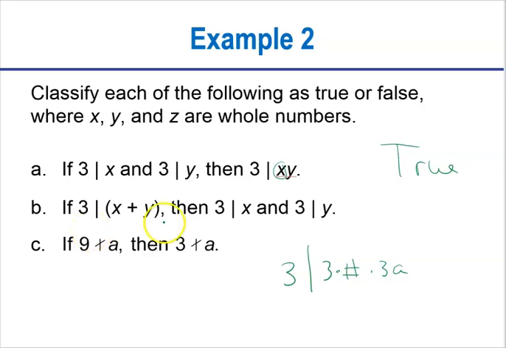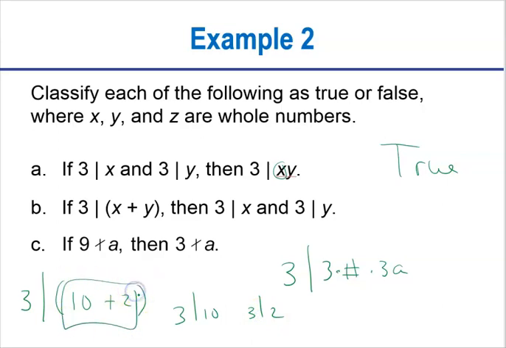Now, if 3 divides x plus y, then 3 divides x and 3 divides y. Do we know that's true? Let's make up an example, right? We need to make up an example where 3 divides some number over here. Well, we know 3 divides into 12, don't we? 3 divides 12. Well, what if we break down 12 into 10 plus 2? Does that mean 3 divides 10 and 3 divides 2? Absolutely not, right? So even though 3 divides the sum, we cannot split it backwards.